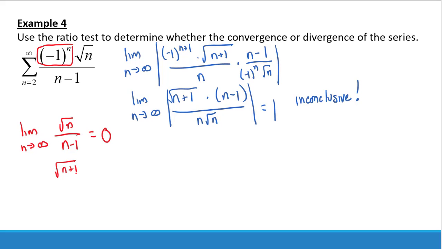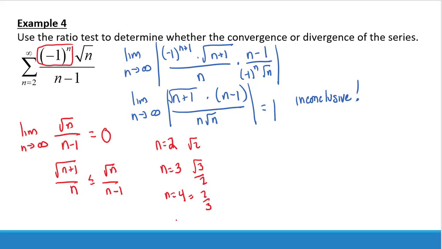And I kind of struggled with proving this. So what I did is I said, okay, if n equals 2, because I'm starting at 2, I have root 2. For n equals 3, I would have root 3 over 2. N equals 4, I would have 2/3. N equals 5, I would have root 5 over 4. Don't like that equals there, that's technically not mathematically correct.